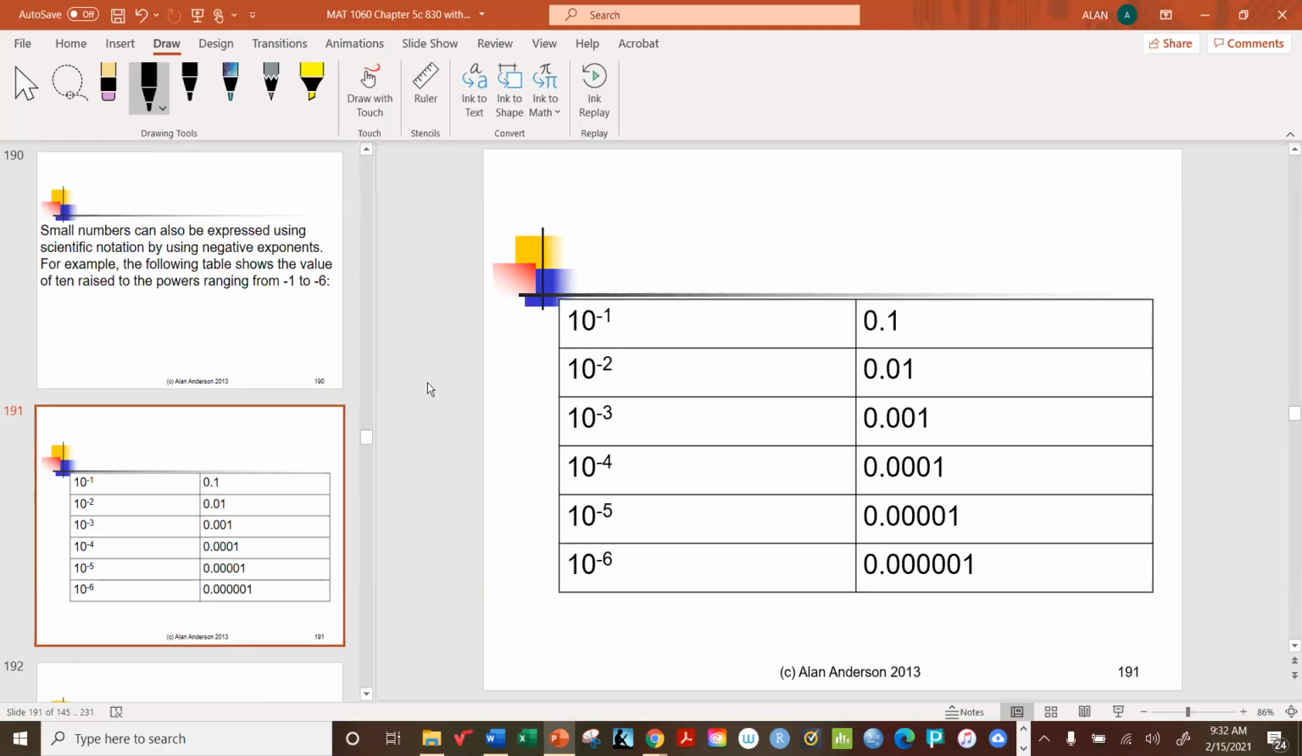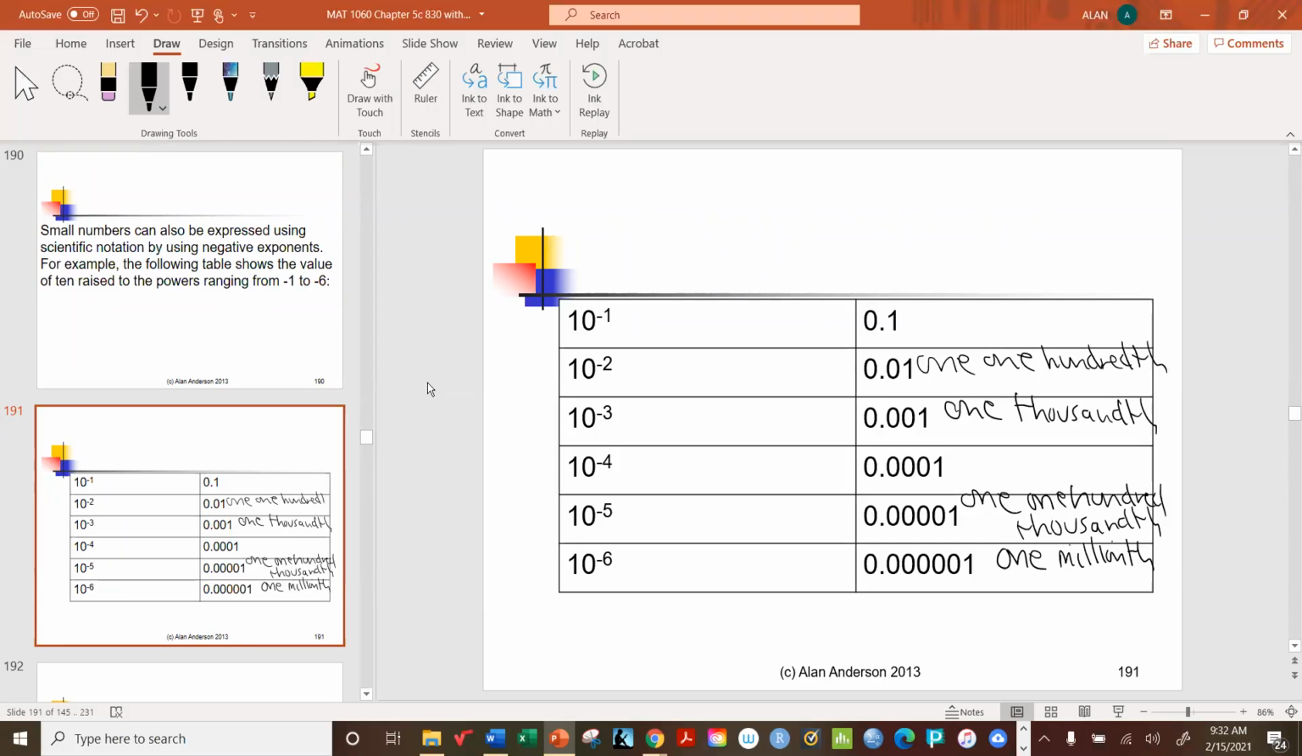And so this is 1/millionth. And then this would be, let's say, 1/100,000th. A little awkward, but 1/100,000th. This would be 1/1,000th. I'll skip over to this one. This is 1/100th. And then 1/10th.